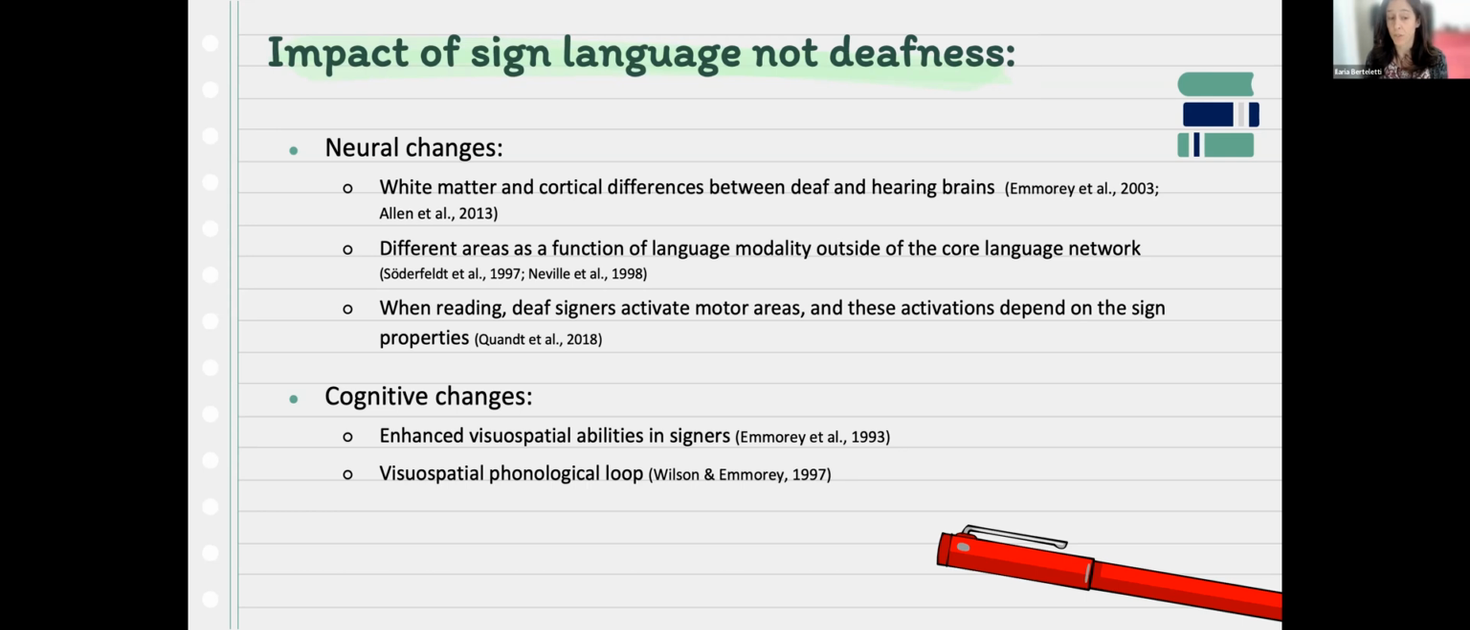There are also some cognitive changes that have been observed, enhanced visual-spatial abilities, for example, as well as recruiting a visual-spatial phonological loop. But why is this important for arithmetic processing?